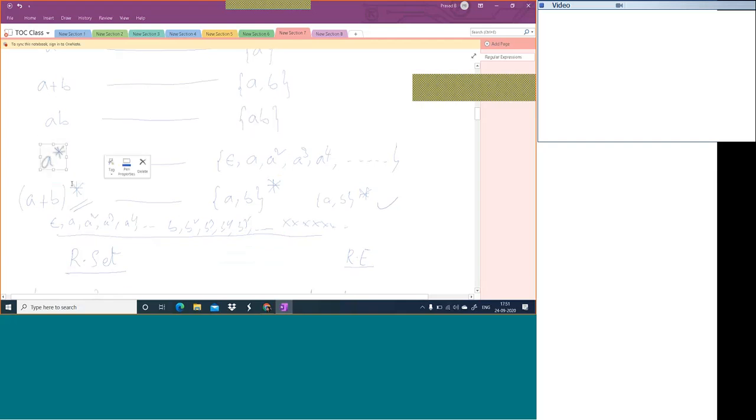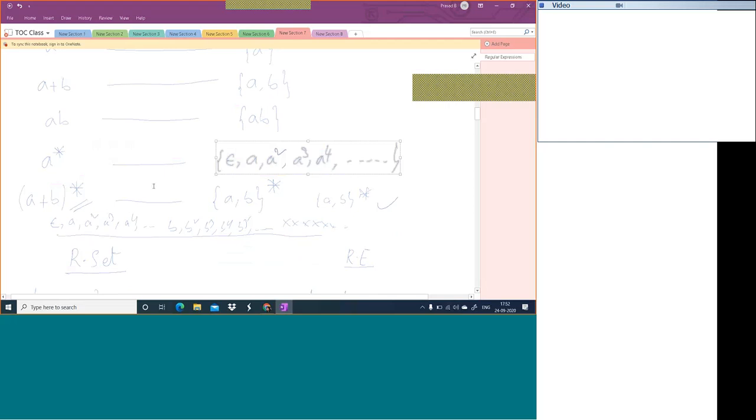A star. What is the meaning of A star? That is epsilon, any number of A's, including 0. So epsilon, 0 number of A's, that is A power 0, epsilon, A power 1, A power 2, A power 3, A power 4, A power 5, and so on, infinite. So the strings that can be represented by this expression are these. So this is the corresponding regular set for this expression.